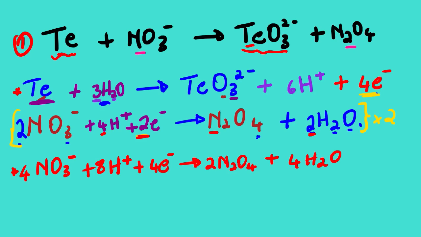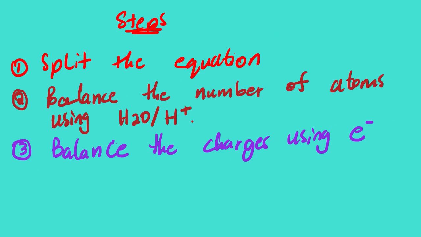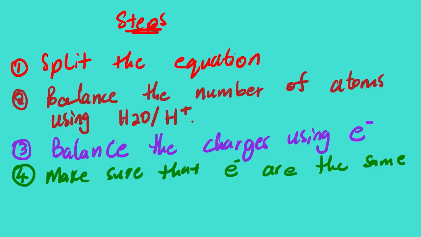Now since the number of electrons are the same, oh no, we didn't update our notes for the sake of writing. Number 4, we make sure that electrons are the same. That is step number 4.